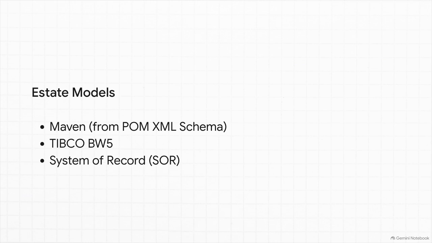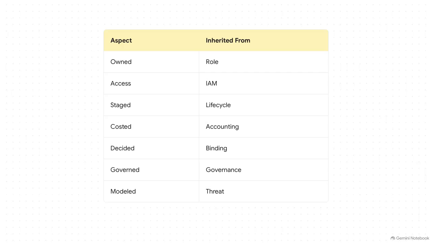It is worth noting here that Maven is huge, but that's strictly because it's generated directly from the massive POM XML schema, rather than being hand-authored. The crucial takeaway here is this concrete composition. Trace a single architecture element down through the floors. It is owned, access-controlled, staged, costed, decided, governed, and threat-modeled, purely through inheritance. The architecture model itself didn't have to define a single one of those concerns.